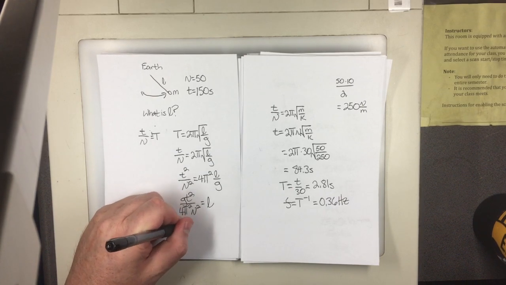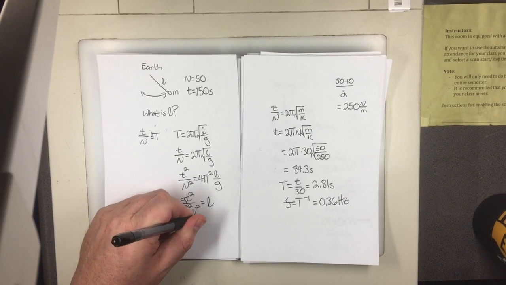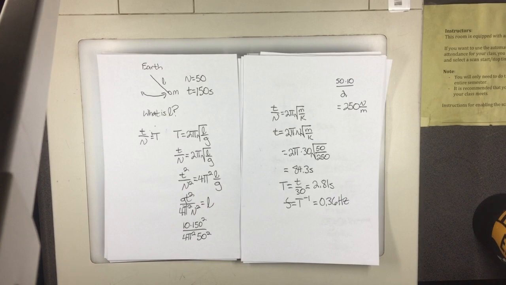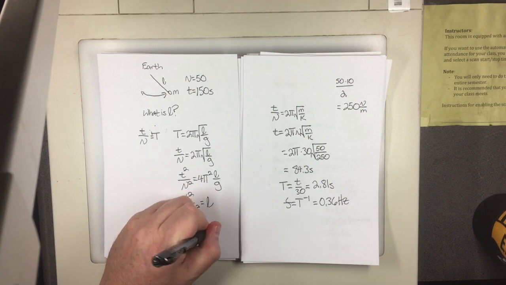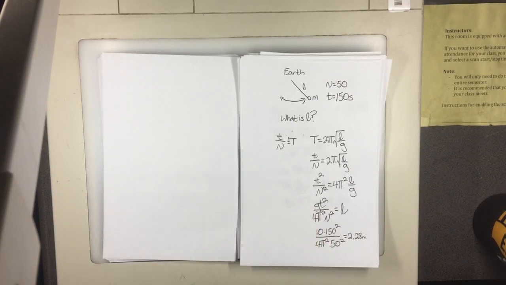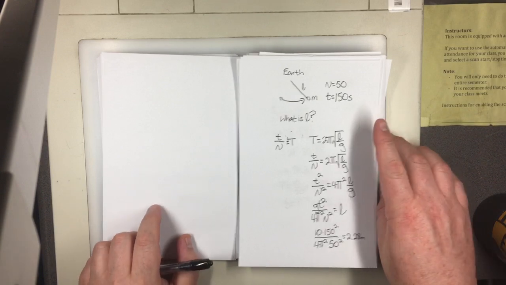g is 10, t is 150, 4 pi squared, n is 50 squared. And I get 2.28 meters. So another simple question with a very simple answer.